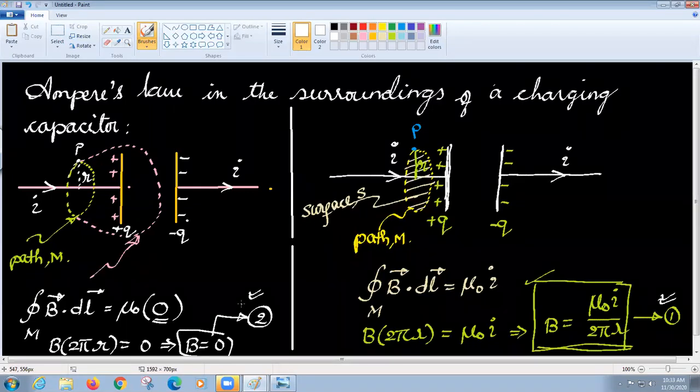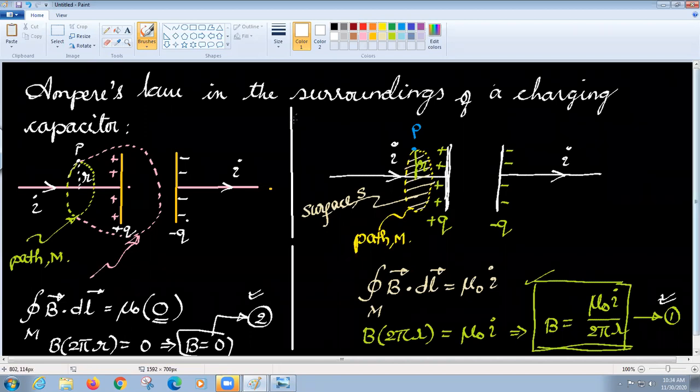Irrespective of the Amperian surface, I can take any shape for the Amperian surface or Amperian path for that matter. Ampere's law must hold, so the surface doesn't matter. You can take any random shape, and I must get the same answer. But in this case, I got mu naught I over 2 pi r. But now, unfortunately, we have B equal to 0. So this is a flaw. So 1 and 2 are unequal.